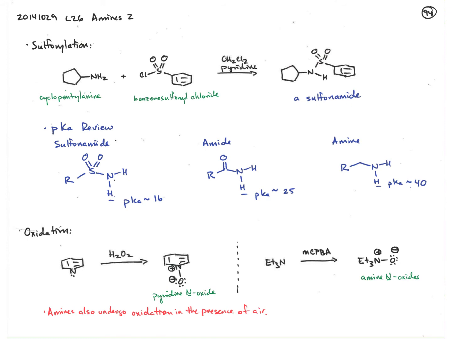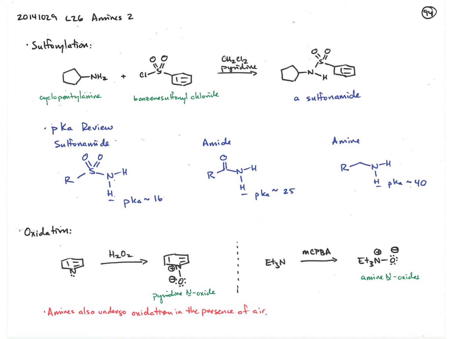So sulfonamides are more acidic. Sulfonamide NH bonds are more acidic than their amide or amine counterparts. So if you look here, this NH bond has a pKa of about 16, so that's about similar to an alcohol. And the reason for that is because now you have a strongly electron withdrawing group bonded to the nitrogen. So recall an amide NH bond pKa is about 25, and a regular amine NH bond is about 40.